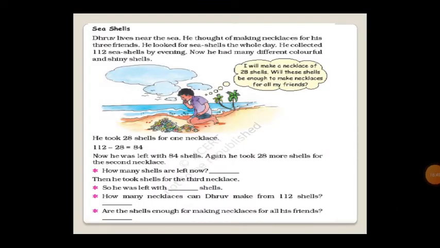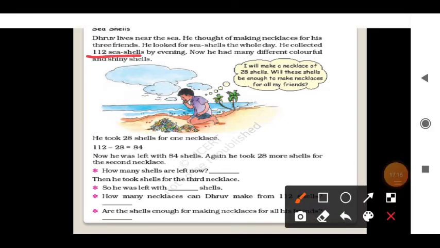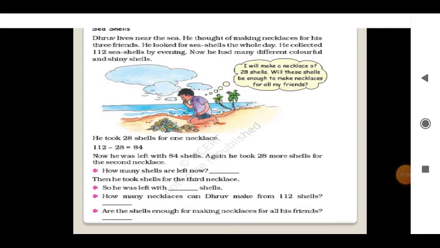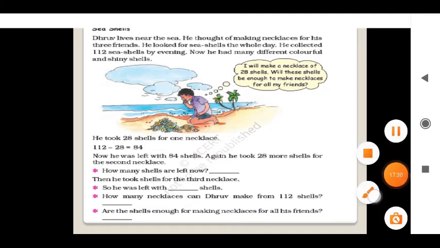Here, the question is: Dhruva is living near the sea. He thought of making a necklace for each of his 3 friends, using the seashells he collected. How many seashells did he collect? 112 seashells by evening. Now he has many different colorful seashells. I will make a necklace of 28 shells. Will these shells be enough to make necklaces for all my friends?